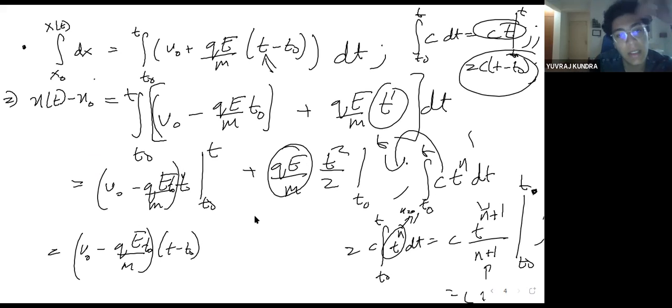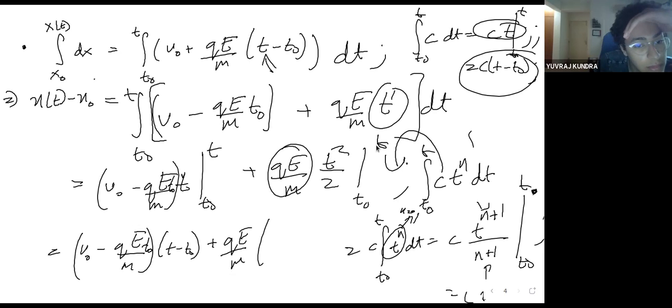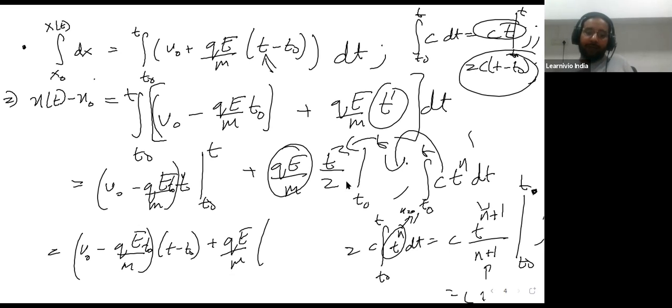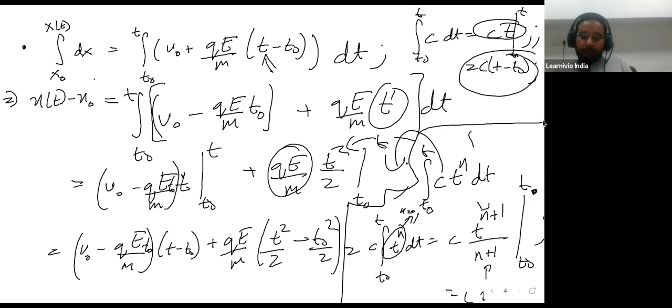And the integral of the second one will be t naught square upon... So now, how do you do this? First, put in the upper value. So what is the upper value? t square over 2. Then subtract the lower value, t naught square over 2. So essentially, this is what you will get. Let me just remove some of this.